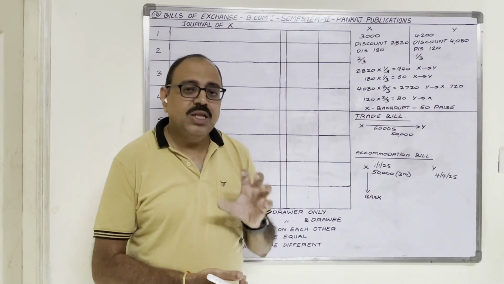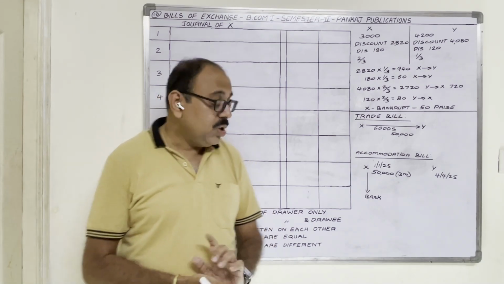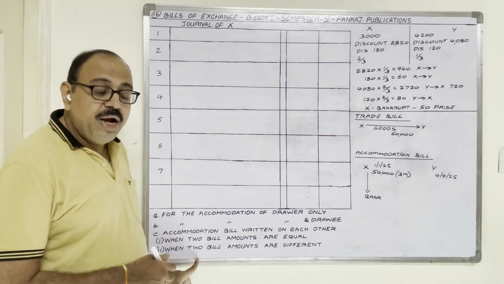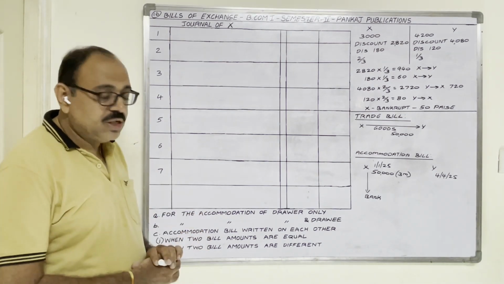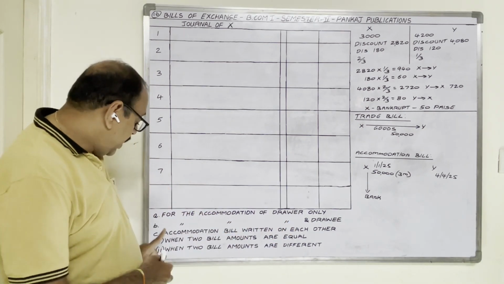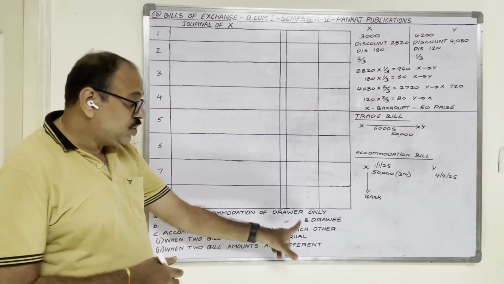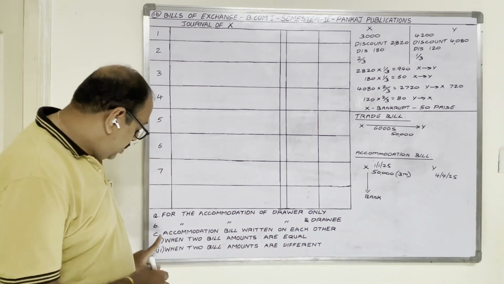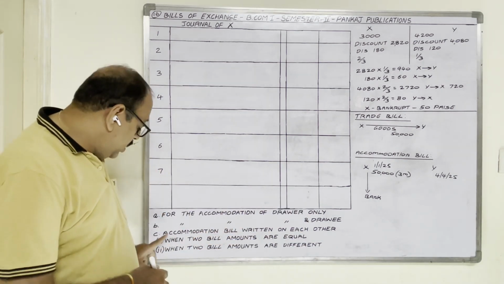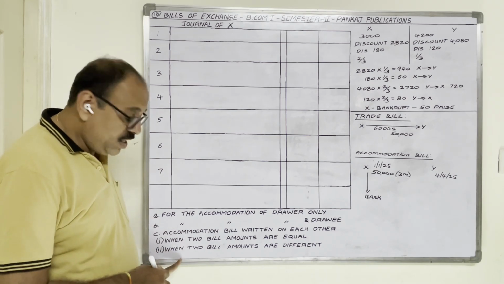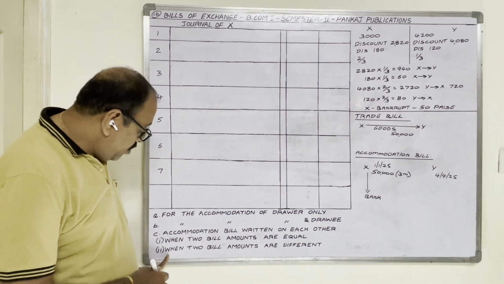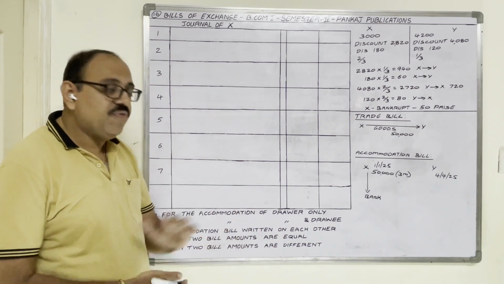To understand this point clearly, you should know the forms of preparing an accommodation bill. An accommodation bill may take any one of these forms. First, for the accommodation of drawer only. Second, for the accommodation of drawer and drawee. Third, accommodation bills written on each other. In the third point, there are two sub points: first, when two bill amounts are equal; second, when two bill amounts are different.